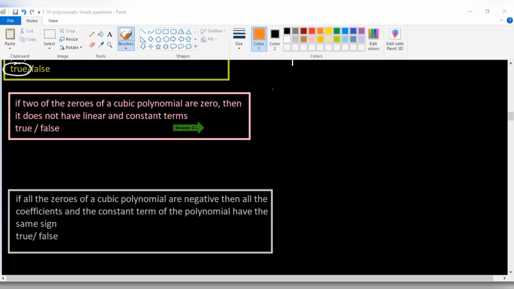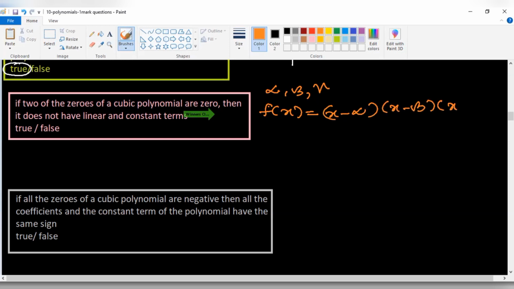We know normally we take alpha, beta, and gamma as the zeros of a cubic polynomial, right? And normally we can represent a cubic polynomial as (x minus alpha) into (x minus beta) into (x minus gamma). This is the normal form of a cubic polynomial in factorized form.